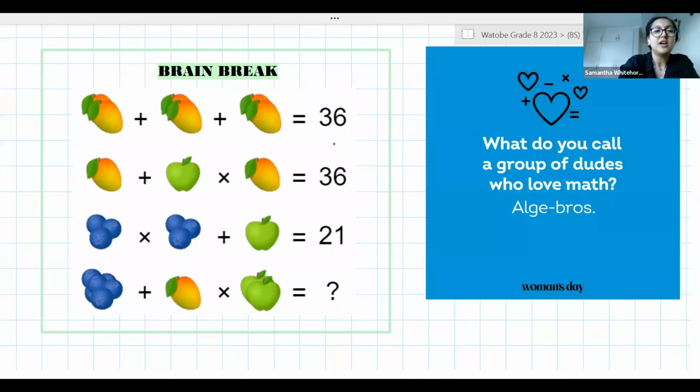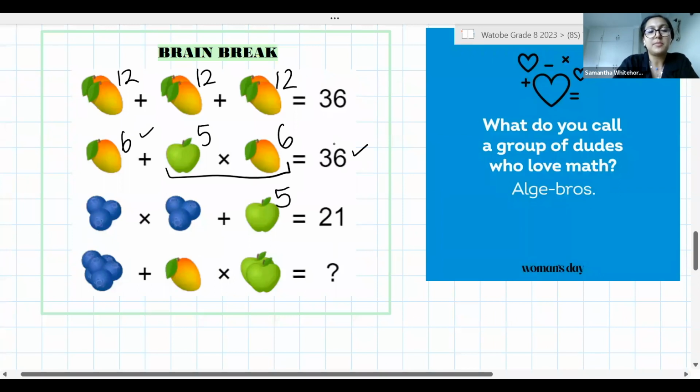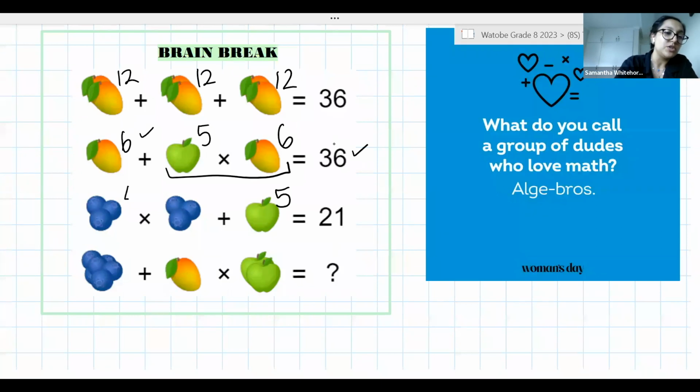Perfect. Okay, so guys, at the start, 3 groups of mangoes must give us 36. So each of these is 12, which means that 1 mango is 6. And so if we now say 5 times 6, because remember BODMAS, we get 30, and then plus 6, we get 36. We now know an apple is 5, so this apple is 5, which means if I say 21 minus 5, I get 16, which is why she said the blueberries are 4 and 4. 4 times 4 is 16, plus 5, 21.